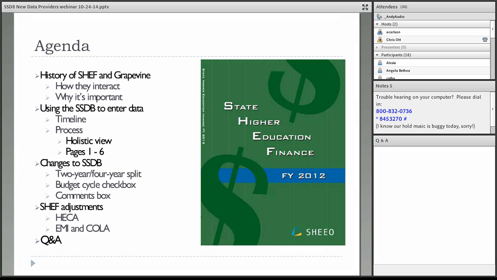One of those adjustments is for inflation. The next one is for enrollment mix differences, and then we make an adjustment for cost of living differences across the states.